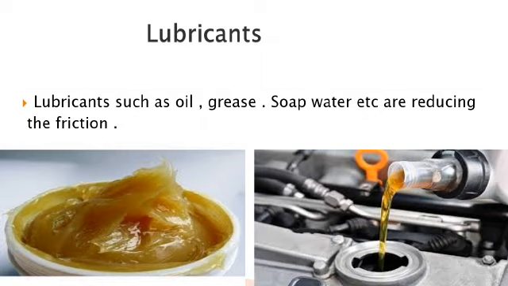And also we give oil to our car engine and machineries. Why? Because it reduces the friction, so the movement is faster and easier, right? So lubricants are substances that reduce friction. What are the lubricants? Oil, grease and soap water.